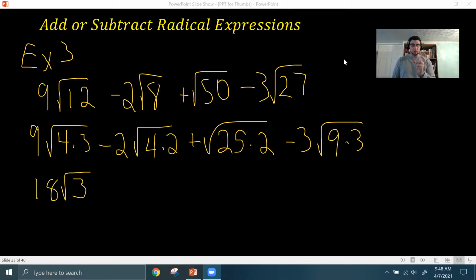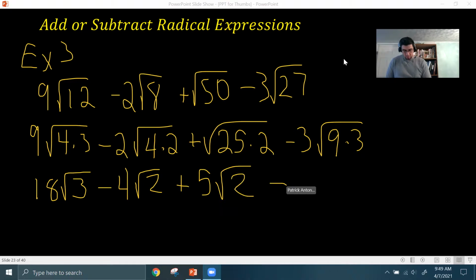What would the next one be? Square root of 4 is 2, multiplies the 2 out front, so you'd have minus 2. Oh, not 2. Minus 4 square root of 2. Third one, square root of 25 is 5. There's no number out front, so you just write the 5 there. There's nothing to multiply, square root of 2. Minus, and then this would become 9 square roots of 3, because the square root of 9 is 3, multiplies this 3 here.